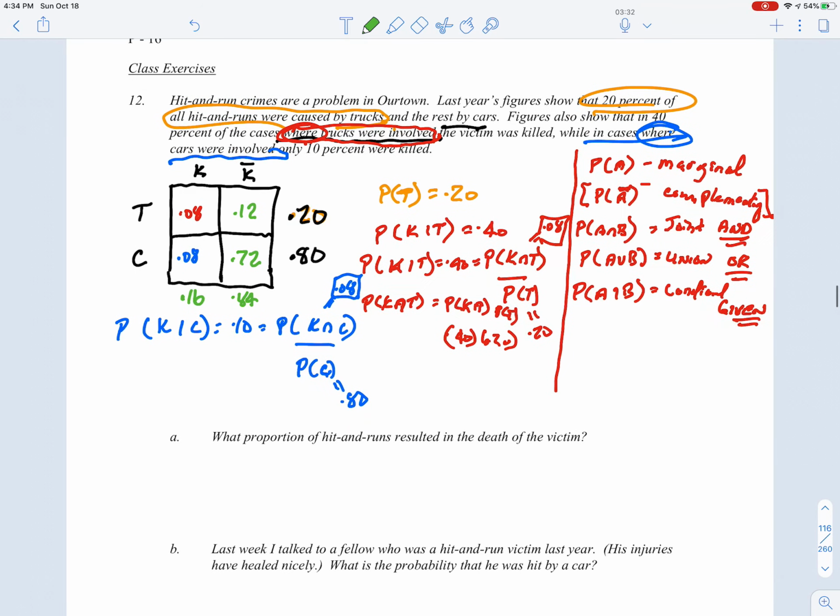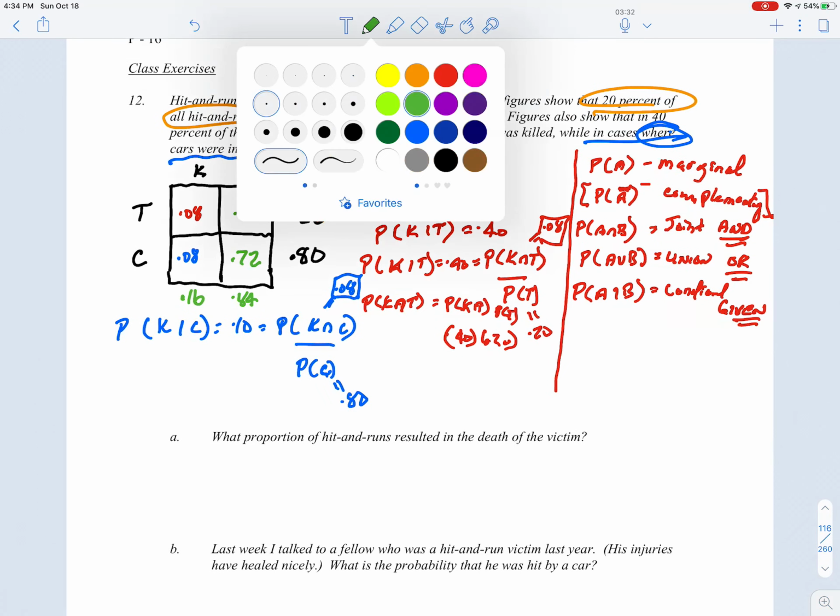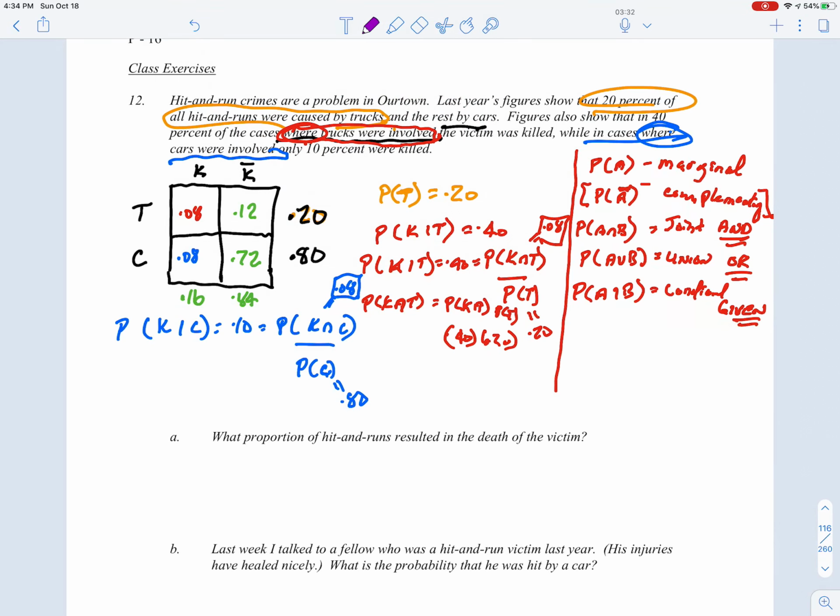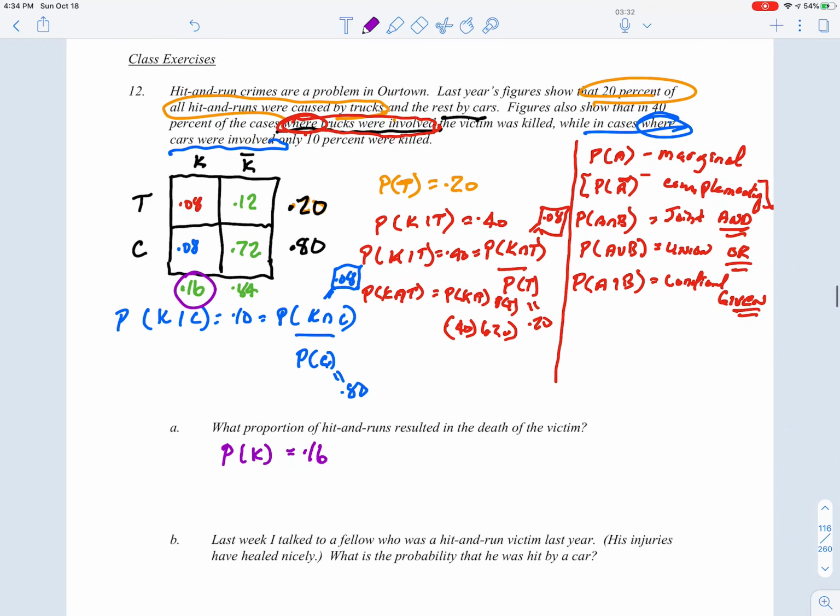All right, now it should be easy to answer these next questions here. So let's take a look at a question. What proportion of hit and runs resulted in the death of the victim? That's simply equal to the probability of being killed. And if we've set up our contingency table correctly, then that's this guy right here. It's a marginal probability.